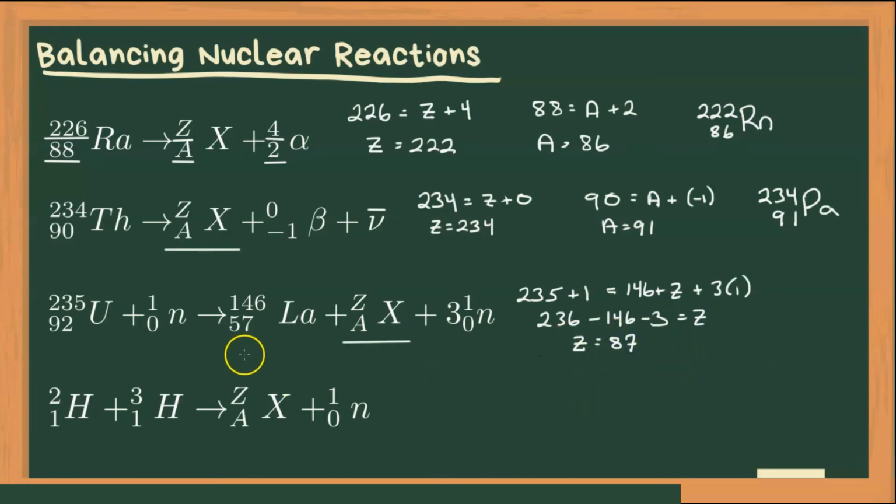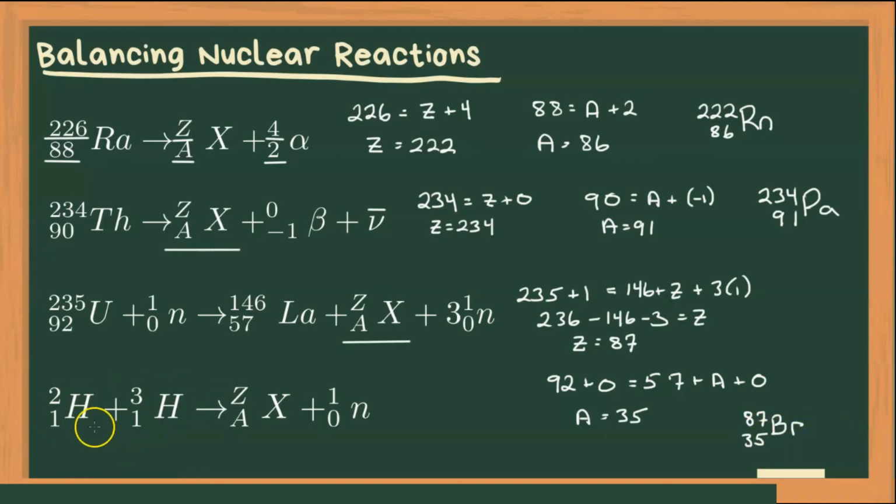Now we need to do the same thing for conservation of charge. So we have 92 plus 0, because neutrons don't have a charge. It's going to equal 57 plus A, and again plus 0 because neutrons don't have a charge. So we're left with solving for A, which is 92 minus 57, which is 35. So our unknown element has an atomic mass of 87 and an atomic number of 35. And if you look up 35 on the periodic table, we get bromine.